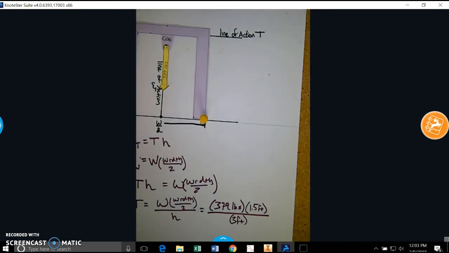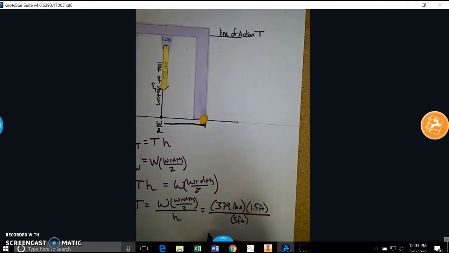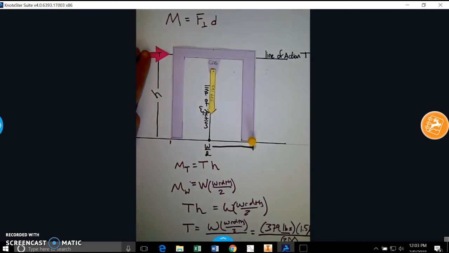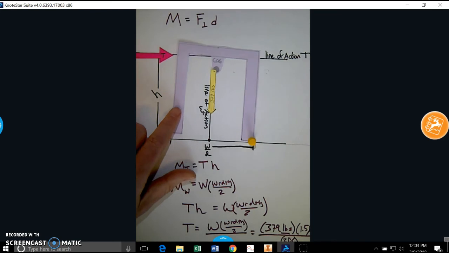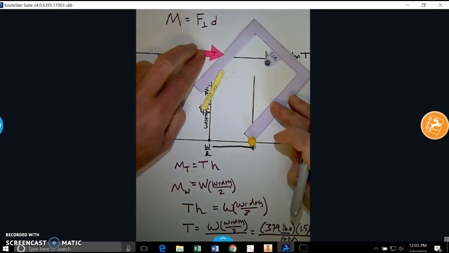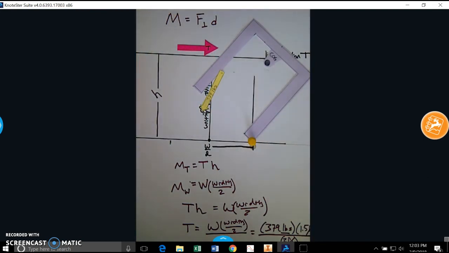So now I simply have to do the mathematics, right? 379 times 1.5 divided by 3, and foot will cancel foot dimensionally, so my answer is going to be a force in pounds. When I calculate that, it's really close to 190 pounds. So 190 pounds of tipping force applied in that direction will cause this to twist. And ultimately, if I keep that 190 pounds of force going or exceed it, it's guaranteed to tip the table. Okay. Use that with your Inventor object to figure out what force would be required to tip your object.